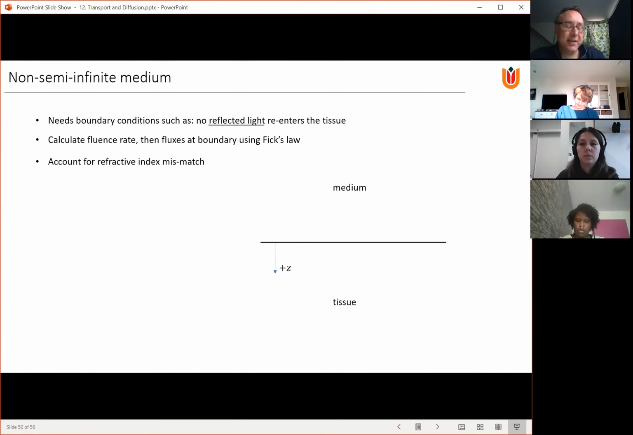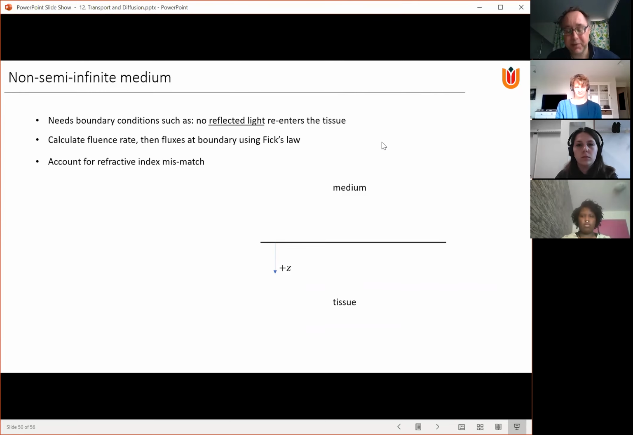This was all for an infinitely wide and infinitely deep medium, so that is not very practical yet. So let's make it a little bit more practical by looking at a semi-infinite medium. So there is one boundary. We have a tissue here that has certain optical properties. We have a medium over here where nothing happens. So light enters from that medium. It can have a certain refractive index, but it does not scatter or absorb light. It is just a medium.